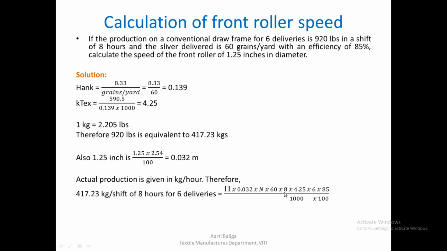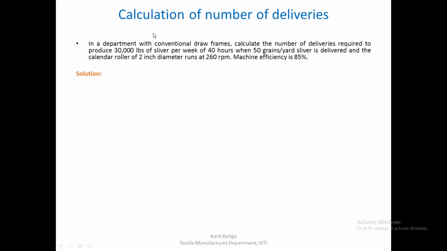Then to convert it to grams, we use the kilotex. So 4.25 divided by 1000 would give me the answer in kgs, and multiply that by 6 deliveries and use efficiency here. I can equate both sides, left and right, and by reshuffling I can calculate the n value, which is 399.26 rpm.